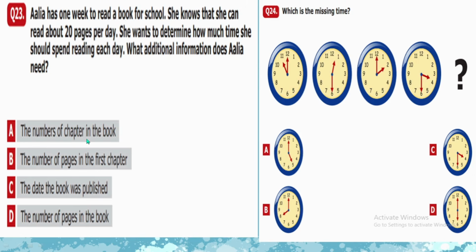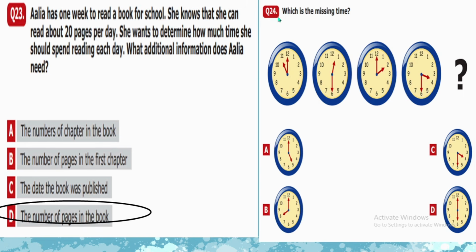A, the number of chapters in the book. Of course, she doesn't need to know that. The number of pages in the first chapter, the date the book was published, unnecessary information. The number of pages in the book, because she is making a calculation of how many pages she has to read. So she should have the basic knowledge about how many pages are in the book. So option D is the correct option over here.